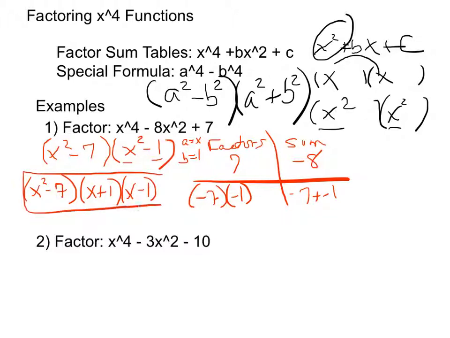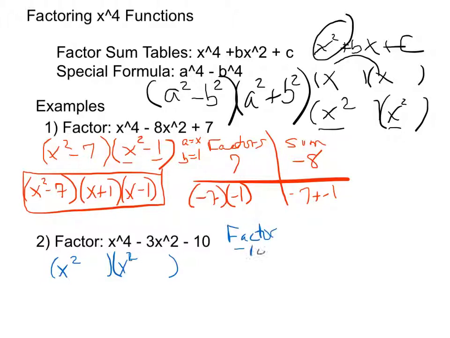There is my most factored form. Looking at example 2, I notice example 2 is very similar to example 1 because it is also a trinomial. It also starts with x to the fourth, so I'm going to try to put an x to the second, or x squared, in the front of each of my binomials and use a factor sum table to find what goes in there with them.